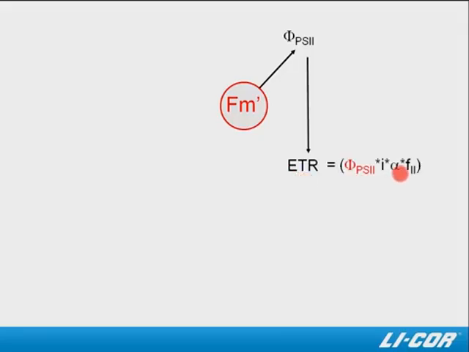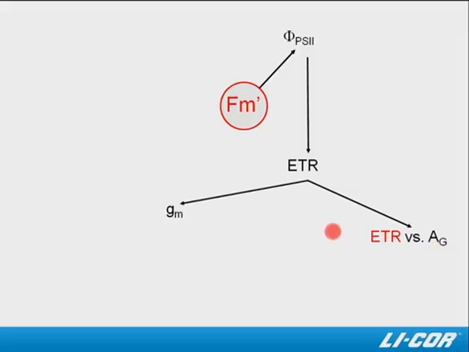For example, FM prime is used to measure the quantum yield of PS2 electron transfer, or phi PS2. Phi PS2 itself serves as input in an expression for quantifying the rate of electron transfer through photosystem 2, that's shown here. Comparison of electron transfer with gross CO2 assimilation can provide information about the electron requirement of CO2 assimilation.